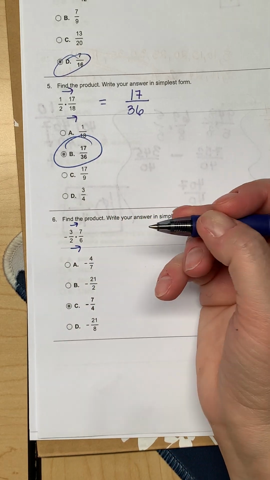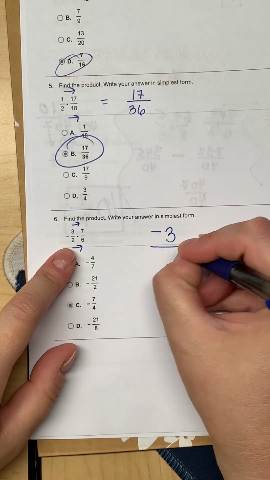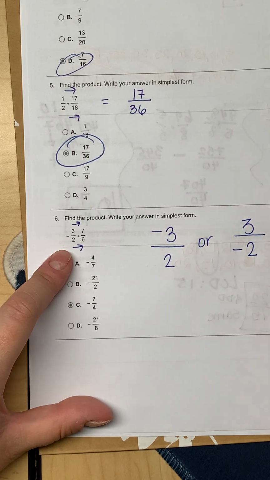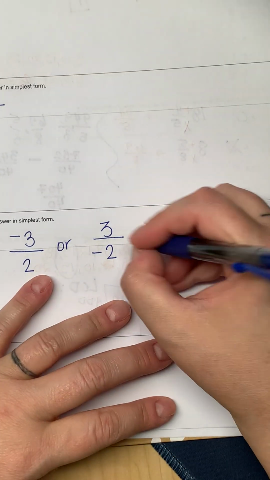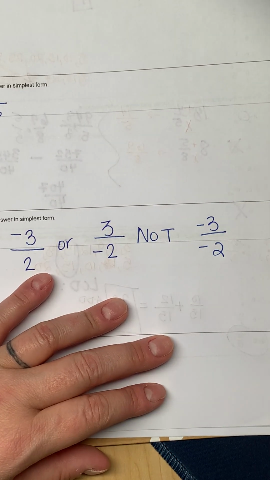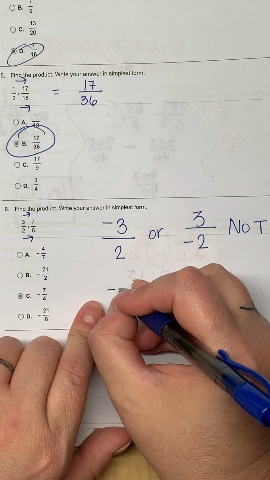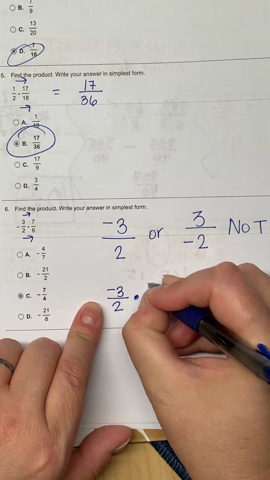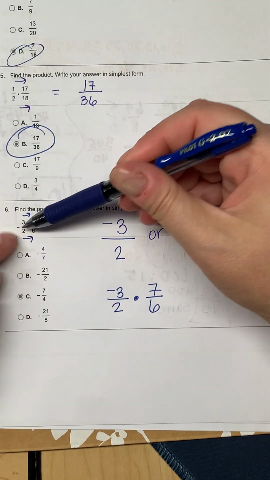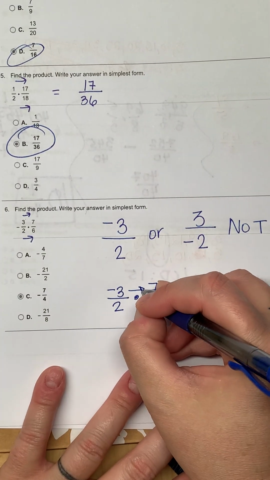When we multiply this, we have to decide where that negative is going to go. That negative is either going to go on the top with the 3 or on the bottom with the 2. It does not go to the top and the bottom. Okay, so I think I'm just going to maybe use this first one, negative 3 over 2 times 7 over 6. Okay, now that we put the negative on the top instead of out to the side, it's easier to see. Okay, let's multiply.